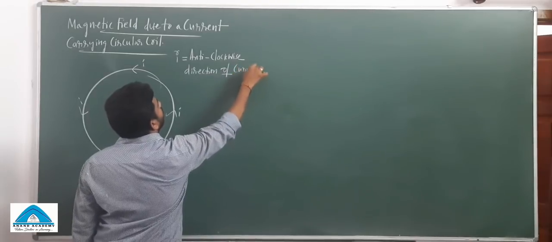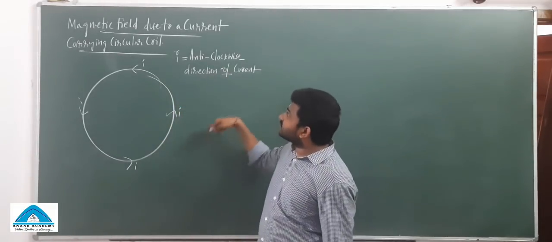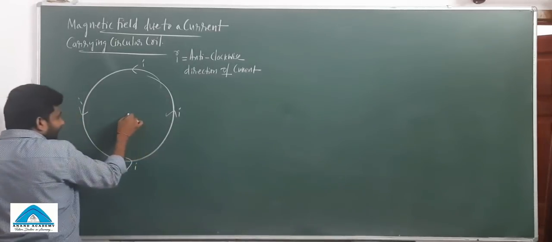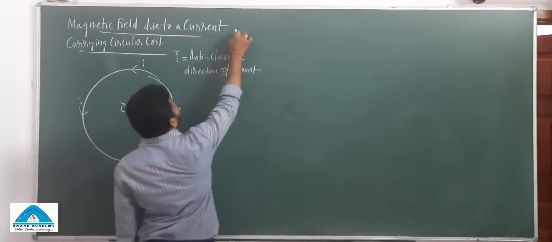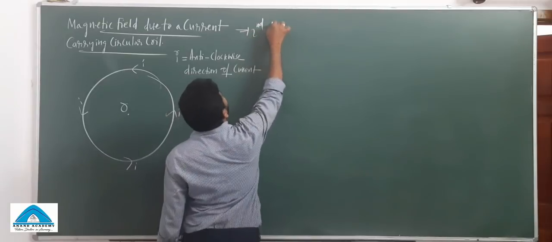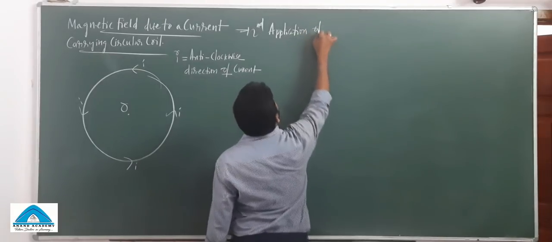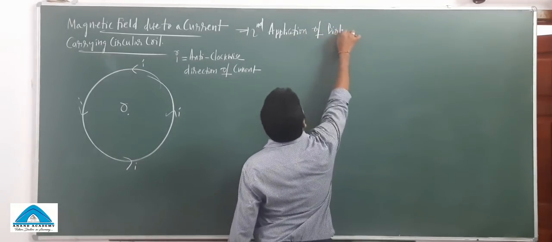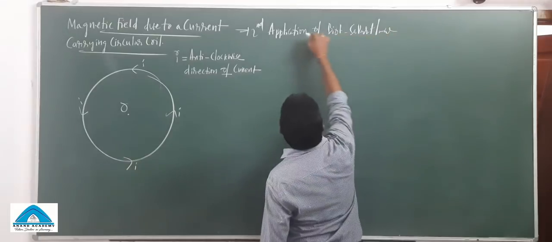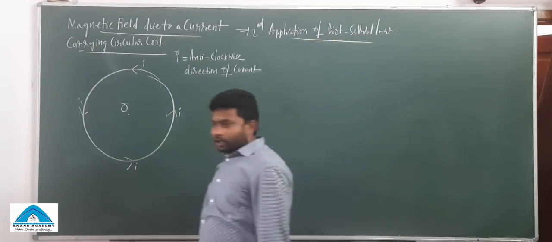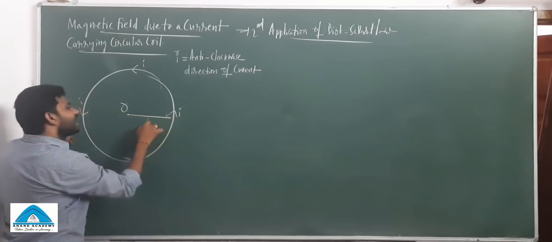Okay, so now what is our aim? Let's see. The magnetic field due to this current carrying circular coil at the center we need to find out by using Biot-Savart law. Okay, so this I am writing here. So this is the second application of Biot-Savart law. Carefully see, the radius of this is R.